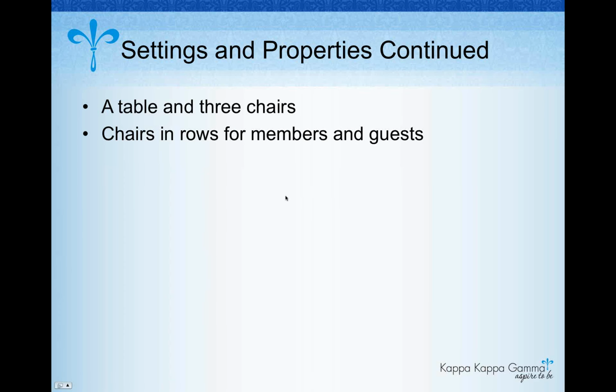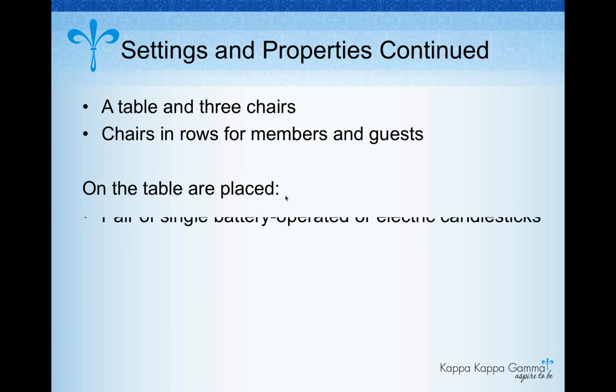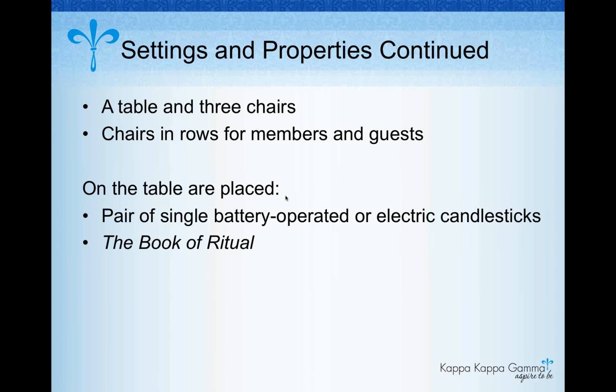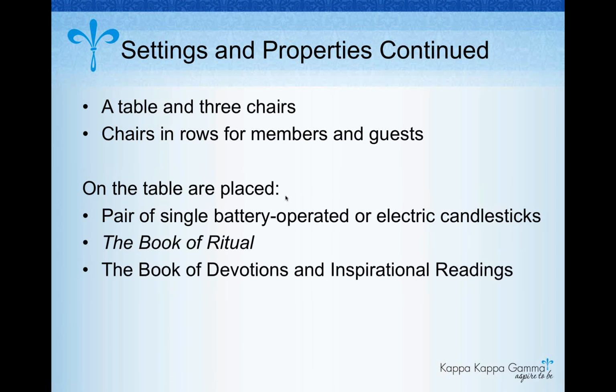So chairs are in rows for members and guests. On the table is placed a pair of single battery operated or electric candlesticks, the book of ritual, the book of devotions and inspirational readings, as well as the minutes book, and a gavel. And if your chapter desires, a Bible may also be placed on that table. So those are the items, and again, I will reference you to the ritual book on page 3.